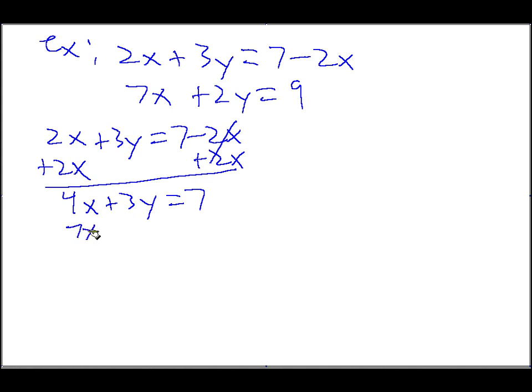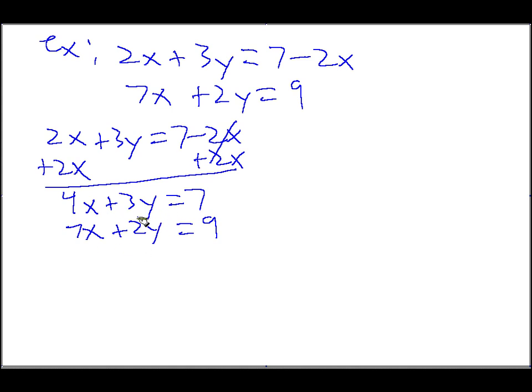So 7x plus 2y equal to 9. Okay, so again, let's choose to cancel one of the variables, either the x or the y. It doesn't matter, take your pick. Let me choose the y's. Why is that so? Because the least common multiple of 3 and 2 is 6. Pretty simple. What's the least common multiple of 4 and 7? Well, that's 28. A little bit more complicated. So let me choose to cancel the y's instead of the x's here.